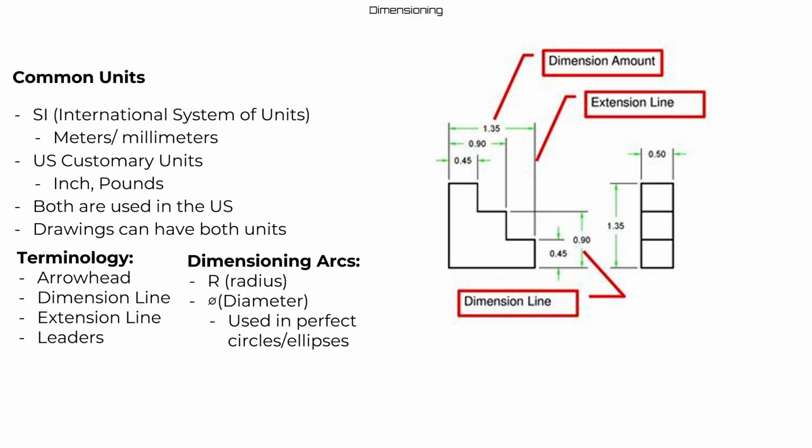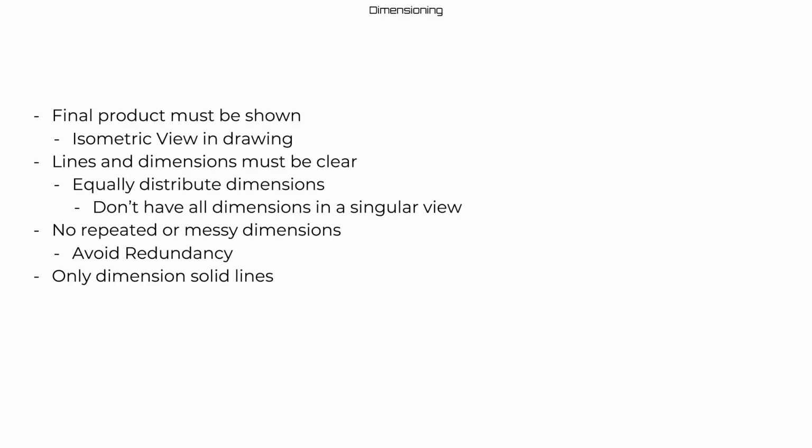All right, so when you're dimensioning arcs, we usually use the diameter symbol, which is like a circle with a line across it. It's mostly just used in perfect circles or ellipses, but when you are working with fillets or rounds or basically anything but a perfect circle, it's best to use radius instead, because having the diameter of something when it's not perfectly a circle is a little bit redundant. I should have put more pictures in here.